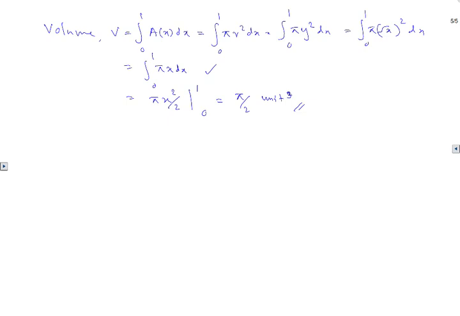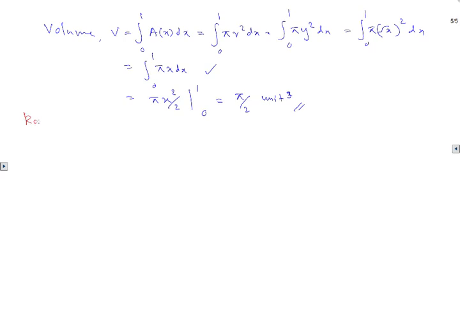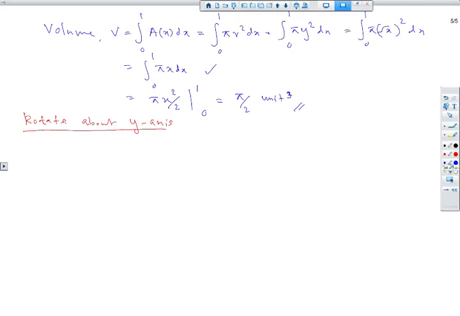But this time, I'm going to rotate about the y-axis. So let's do a different example: rotate about the y-axis. Let's start with the problem.